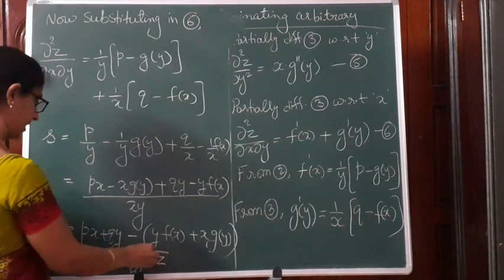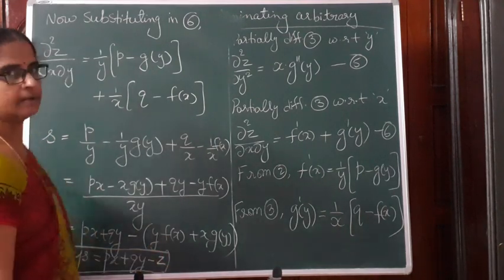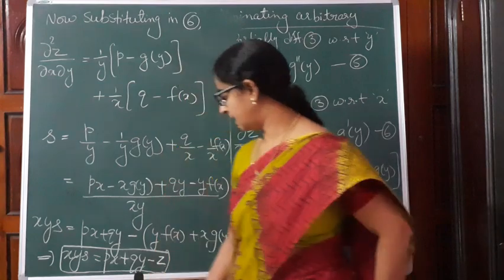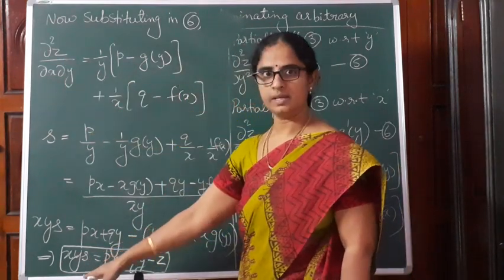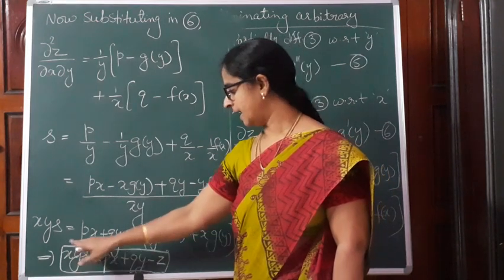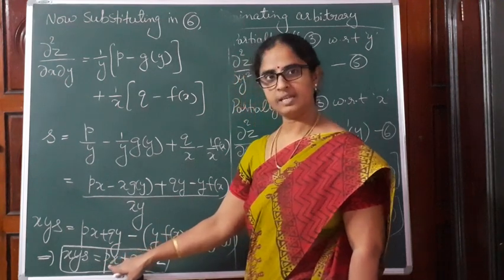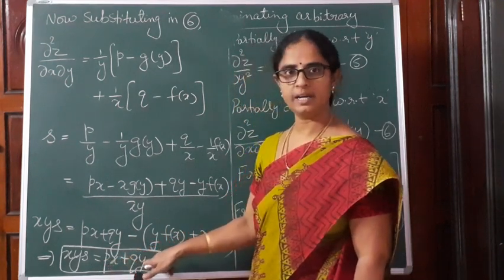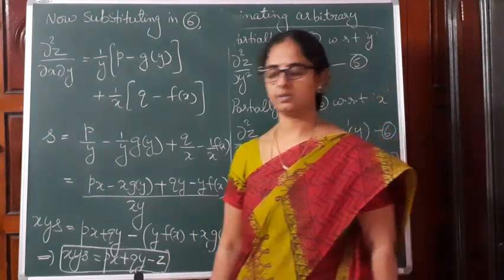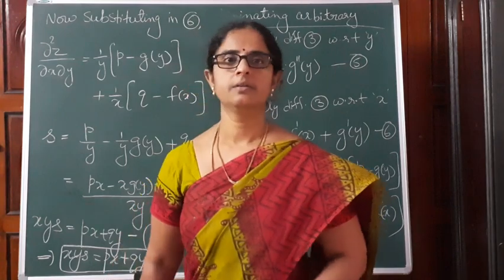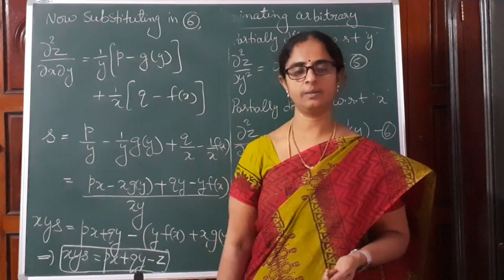So here f and g are eliminated and we obtain a second order partial differential equation. This is second order because here we have s. S means dou square z by dou x dou y. So what is the partial differential equation obtained here? xy into dou square z by dou x dou y is equal to p, meaning dou z by dou x, into x plus dou z by dou y into y minus z. So this is the required partial differential equation. If there are two arbitrary constants, we check for higher order partial derivatives.